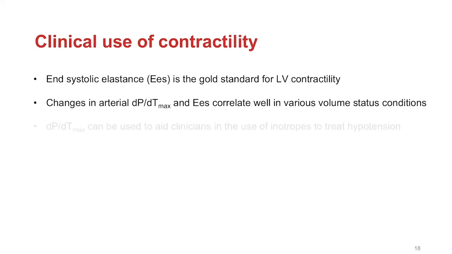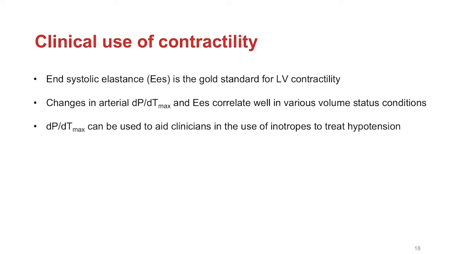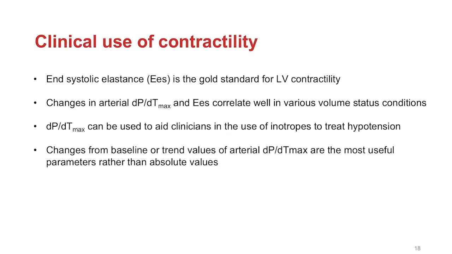We can use this arterial dP/dt max to aid ourselves in the use of inotropes to treat hypotension, and it's not a parameter or a number that has normalized values. Most of the values that we see in the literature come from the cardiology work, measuring PV loops directly in left ventricles, and these don't correlate directly to arterial dP/dt. Therefore, changes from baseline or trend values for arterial dP/dt are probably the most useful measurements.